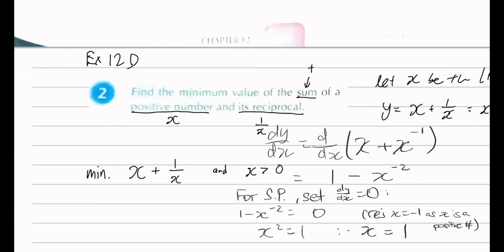Okay, now x equal to 1. Sub x equal to 1 into equation triangle. Yep.